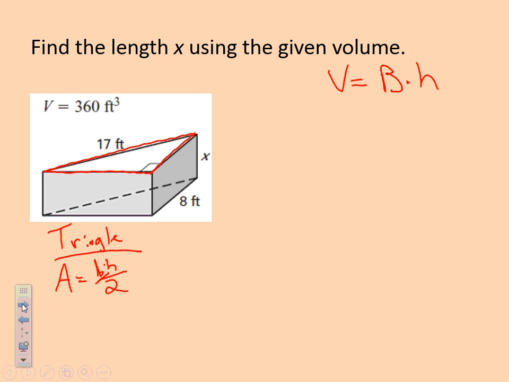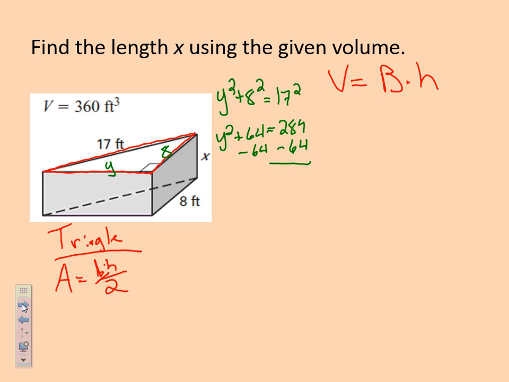If I look at this, I know this is 8. I don't know this, I'll call it y. I need to find that because it's base times height. And I know my hypotenuse. So to do that, I'm going to say y squared plus 8 squared equals 17 squared. Y squared plus 64 equals 289. Subtract 64 from both sides. Y squared equals 225. To find y, take the square root. Y equals 15. So this side here is going to be 15.